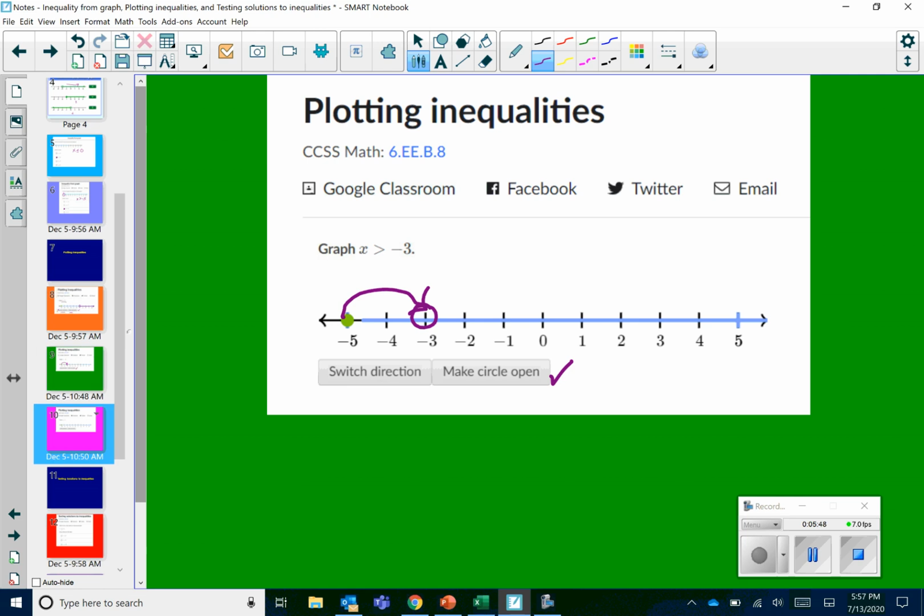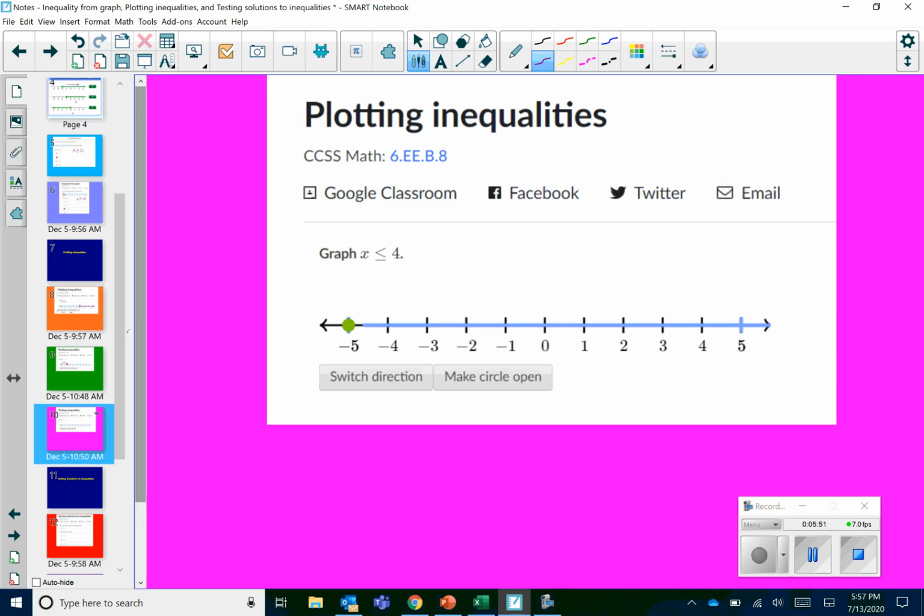Let's try one more of those. So we've got x is less than or equal to 4, which means that I should have a closed circle, which we have, and my arrow should be going to the left. Well, in this graph given, you can see the arrow is going to the right, so I would have to click switch directions, and then I would just need to take this and relocate it all the way to 4, because our inequality graph should look something like this.